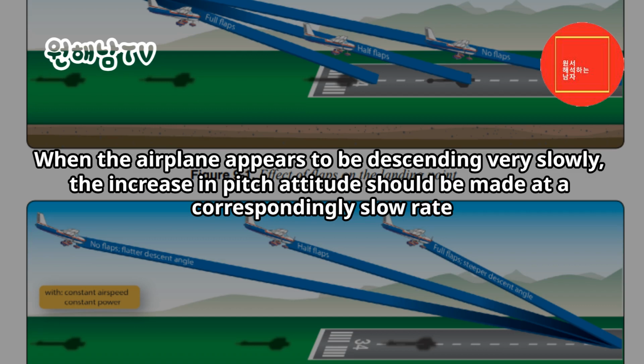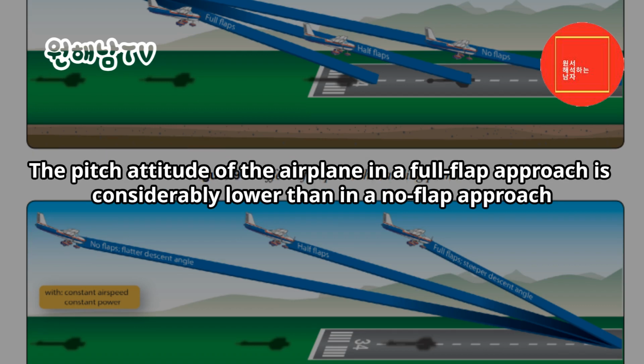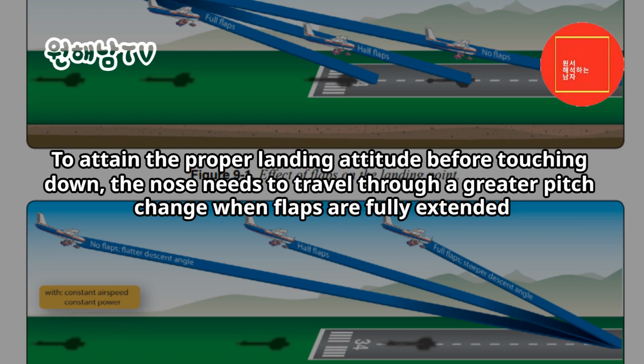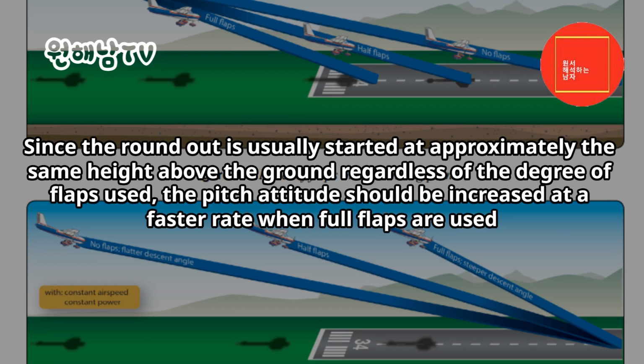The pitch attitude of the airplane in a full flap approach is considerably lower than in a no flap approach. To attain the proper landing attitude before touching down, the nose needs to travel through a greater pitch change when flaps are fully extended. Since the round out is usually started at approximately the same height above the ground, regardless of the degree of flaps used, the pitch attitude should be increased at a faster rate when full flaps are used.